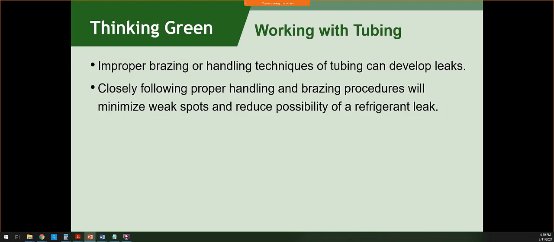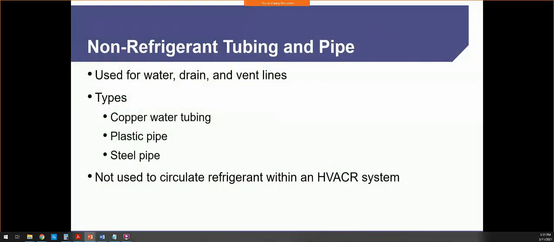All right, closely following proper handling and brazing procedures will minimize weak spots and reduce possibility of a refrigerant leak. Nobody wants a refrigerant leak, okay? That's the worst thing. When you do all this work and you go to fire up the system, there's some testing we do beforehand, and we find out that, you know what, hey, there's a leak somewhere. Now we have to go find it. Where is this leak? And if we just put in 200 feet of line, well, that's a long set of line to be looking for a leak.